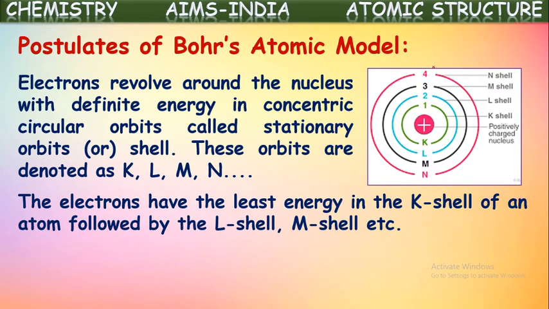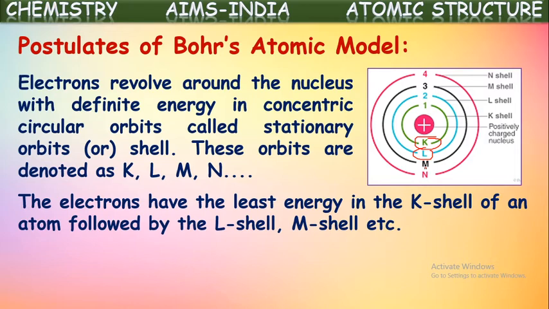The electrons have the least energy in the K shell of an atom, followed by L shell, M shell, and N shell, etc. So the electrons present in the first shell, which is nearest to the nucleus, have the least energy. And then the electrons present in the L shell, then M shell, then N shell. In this way, as electrons are very close to the nucleus, they will have less energy.